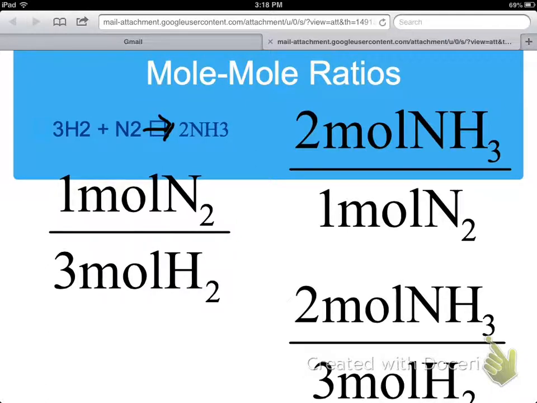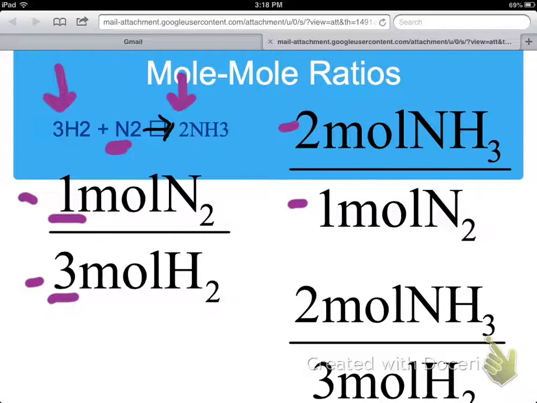So I could have 1 mole of N2 for every 3 moles of H2. So like in a recipe, you're looking at all your ingredients. 2 moles of NH3, 1 mole of N2. Where are these numbers that I'm looking at? Where am I getting those numbers from? Hopefully you saw that I'm getting these numbers from the coefficients. So there's nothing in front of N2, so that's just a 1.